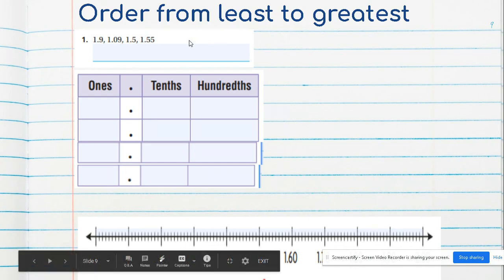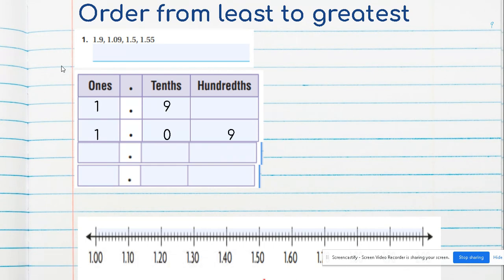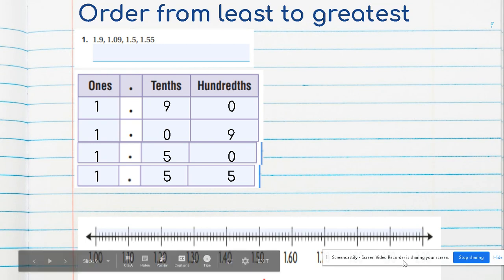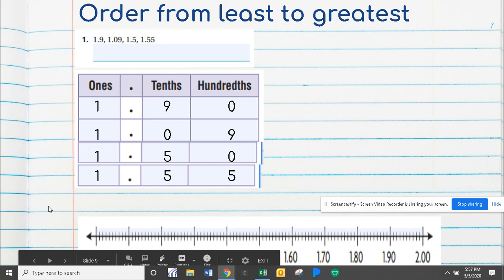Order these numbers from least to greatest. I have 1.9, 1.09, 1.5, and 1.55. Uh-oh, what do we need? Looks like we need some ghosts. So plug them in to your place value chart. And we want to see from the number line who has the least and who has the greatest.